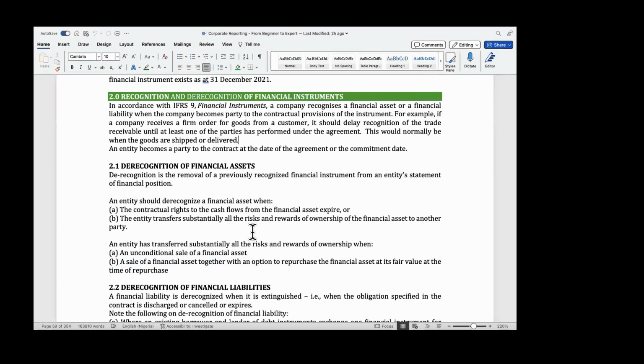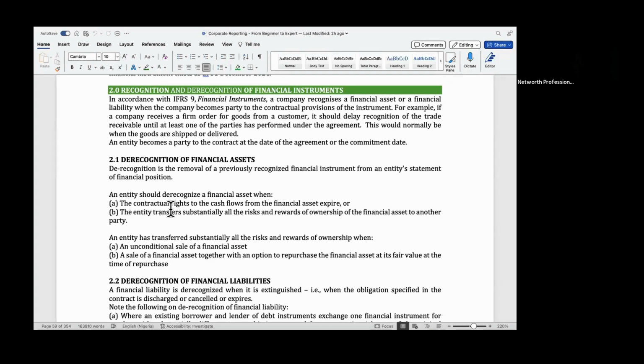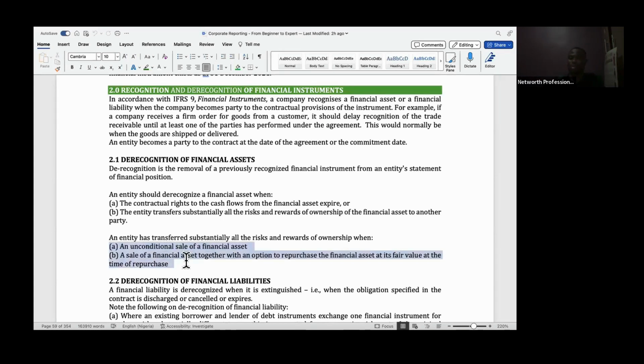Oh, okay, good. So we discussed all of these last week, but majorly, you derecognize a financial asset when the contractual right to the cash flow has expired or when you have transferred substantial risk and reward. This transfer of substantial risk and reward majorly means that you have sold the financial asset. So it could either be an unconditional sale or a conditional sale. That's what these two are talking about.